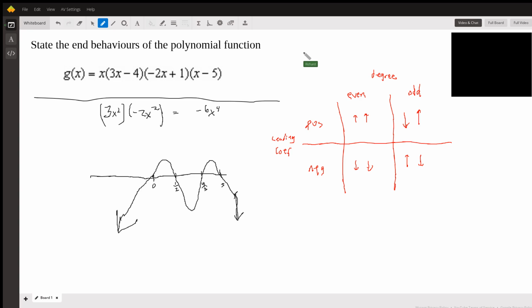State the end behaviors. Well, I'm not sure how the teacher would want this. You could say as x approaches negative infinity, g of x approaches negative infinity, and as x approaches positive infinity, g of x approaches negative infinity. Maybe that's what the teacher's looking for. I'm not sure exactly how the teacher wants you to express this, but that's the way to do it.